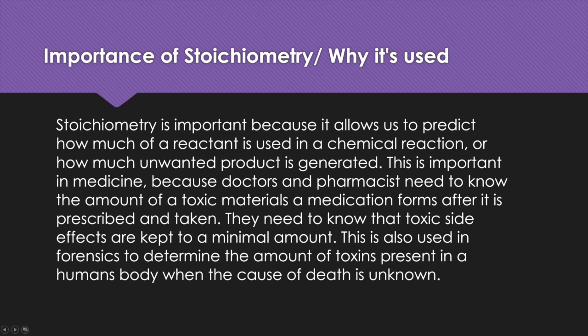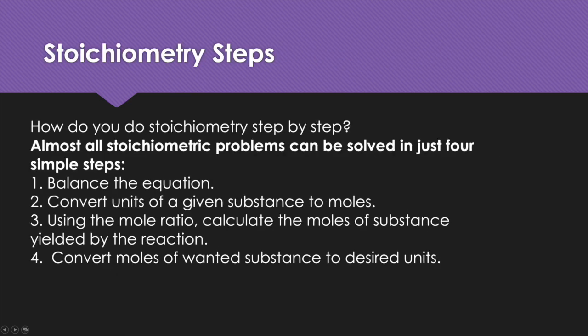This is important in medicine because doctors and pharmacists need to know the amount of a toxic material a medication forms after it is prescribed and taken. They need to know that toxic side effects are kept to a minimal amount. This is also used in forensics to determine the amount of toxins present in a human's body when the cause of death is unknown. How do you do stoichiometry step by step?